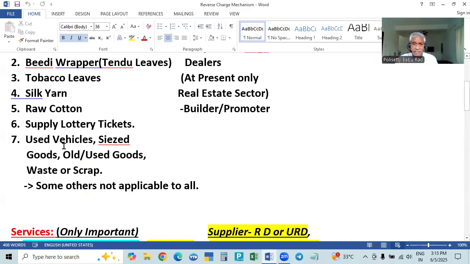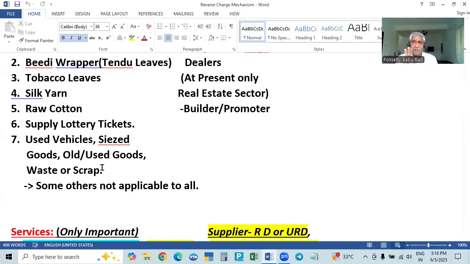After that, they will sell it. Like that, old or used goods, waste or scrap. In many companies, some waste and some scrap will be amassed. This will be sold by them to the scrap dealers. So in such a case also, they will not collect tax, and they will pay. They will give scrap or waste for some money without any tax.